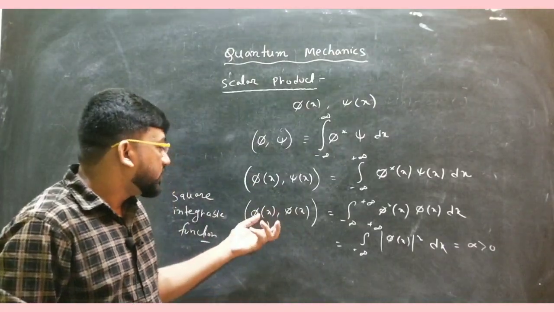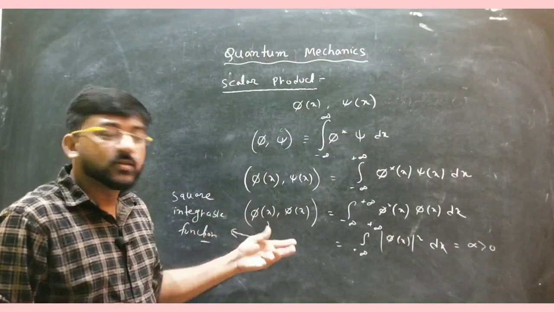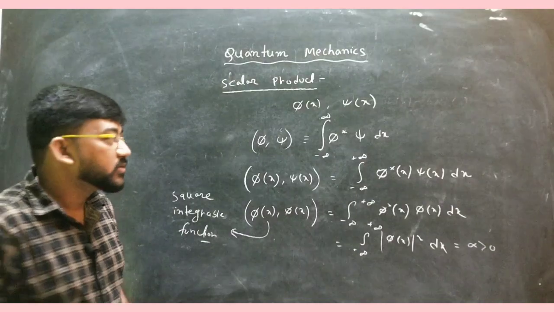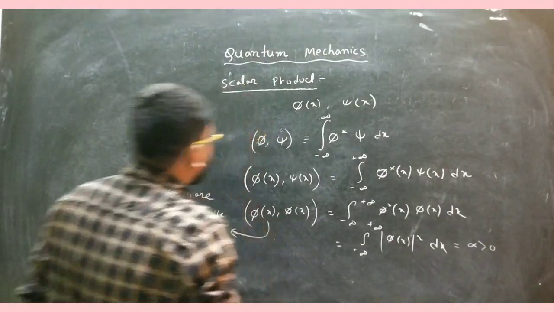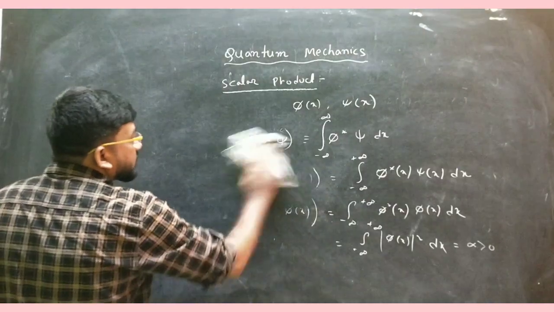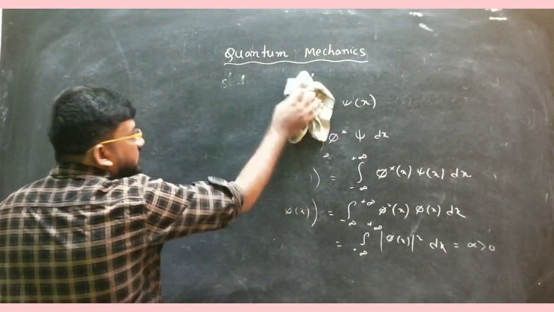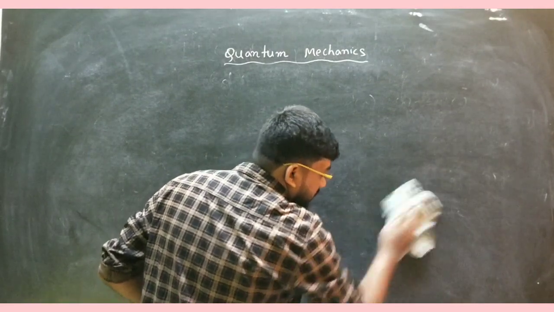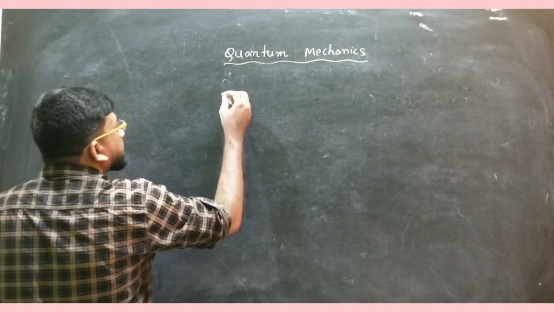So any function which belongs to Hilbert space should be square integrable. Okay, so this is a very important property. Now the next important thing is the norm of this function f of x. So this is nothing but the scalar product. Now let me talk about the norms of this function. Norms, okay.